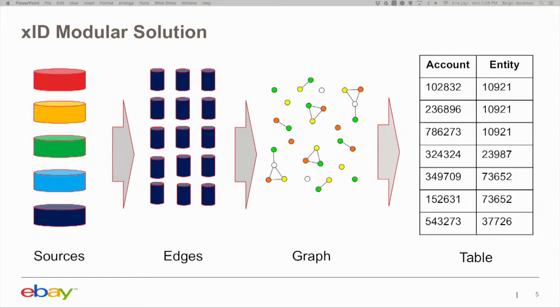So edges, graph, and the final data set is in the form of a simple table: account and entity ID. Entity ID is nothing but a customer ID. So on a very high level, this is how the solution progresses.